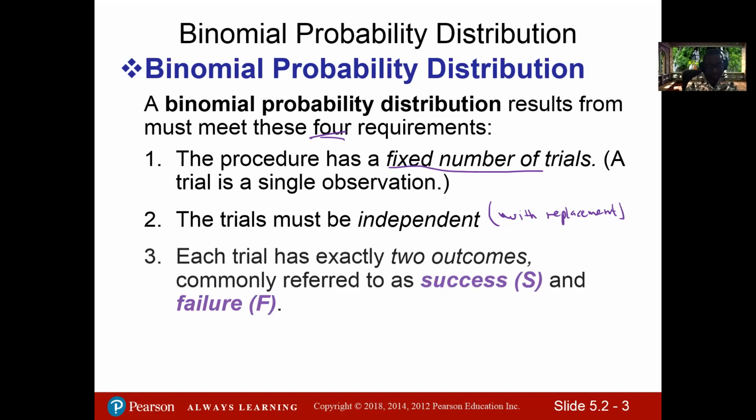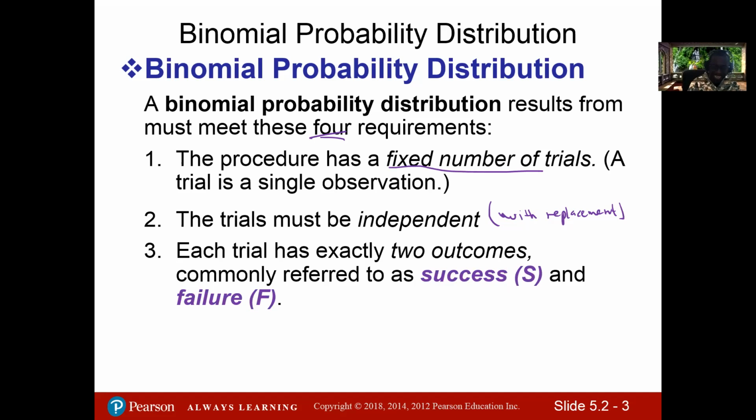Third, each trial has exactly 2 outcomes. It has a success, which we denote by the letter S, and a failure, which we denote by the letter F. Two possible outcomes, a success and a failure. Now take note of that. A success doesn't mean it is good, and a failure doesn't mean it is bad. It depends on your goal. What are you looking for?